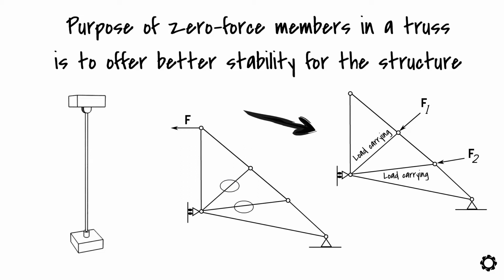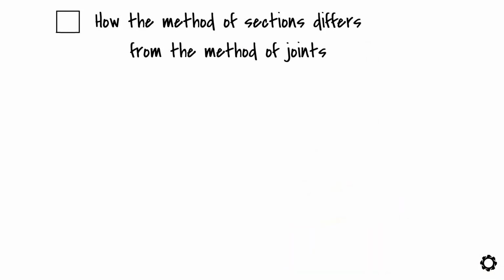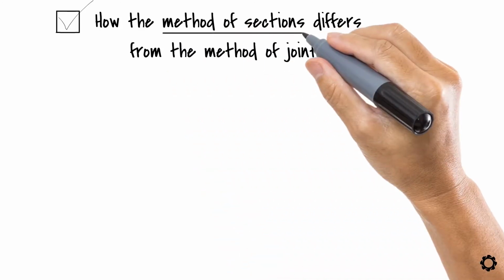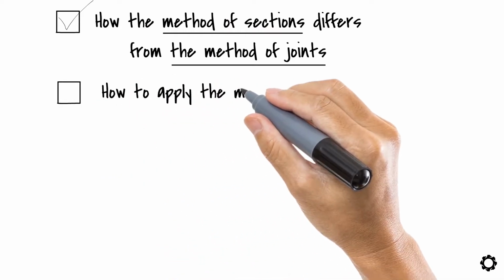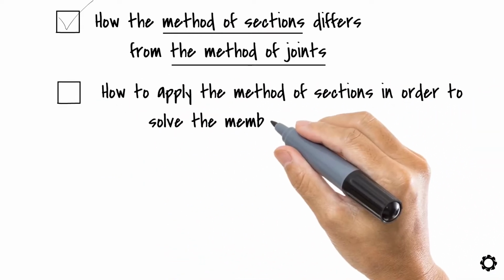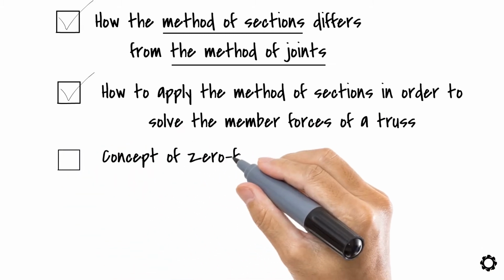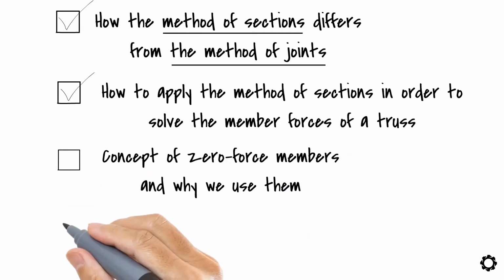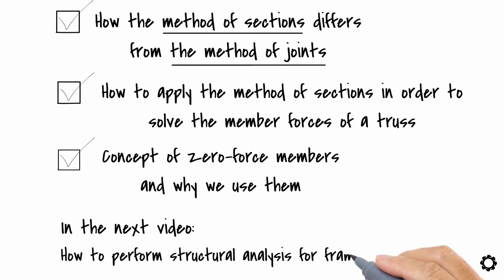Hopefully, after watching this video, you know how the method of sections differs from the method of joints. You can recognize situations where one method is more suitable than the other, and you also know how to apply the method of sections in order to solve the member forces of a truss. Also, you know the concept of zero force members and why we use them. In the next video, we will discuss how to perform structural analysis for frames and machines.